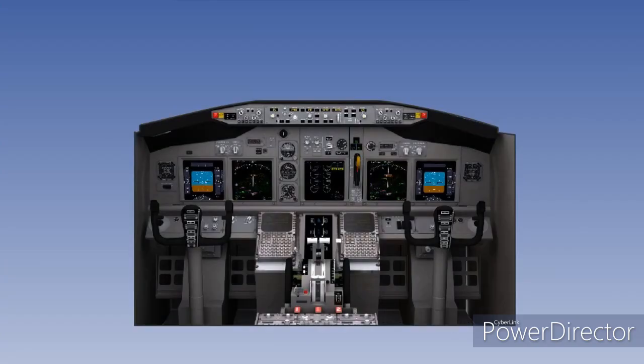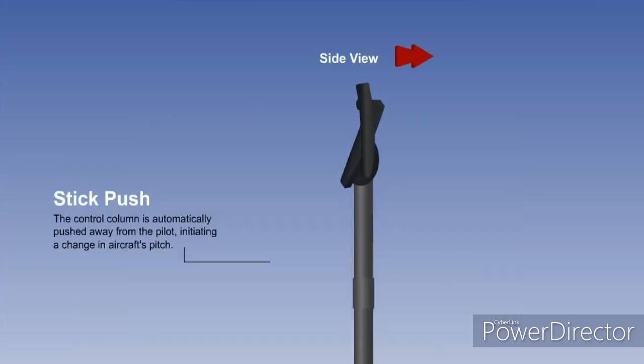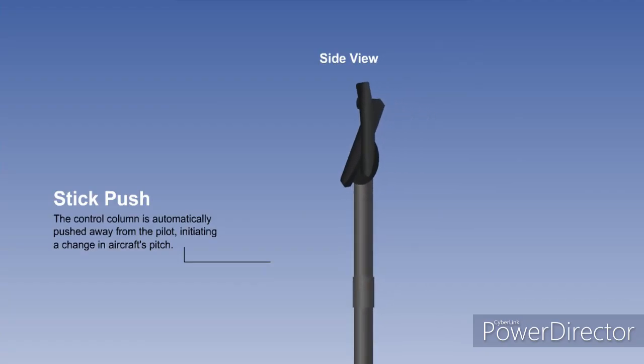Finally, we consider sensory warnings. The prime example of a sensory warning is the stall warning system. This causes the control column to vibrate. In some aeroplanes, it also pushes the control column forward as a stick push, which initiates a change in pitch of the aeroplane.